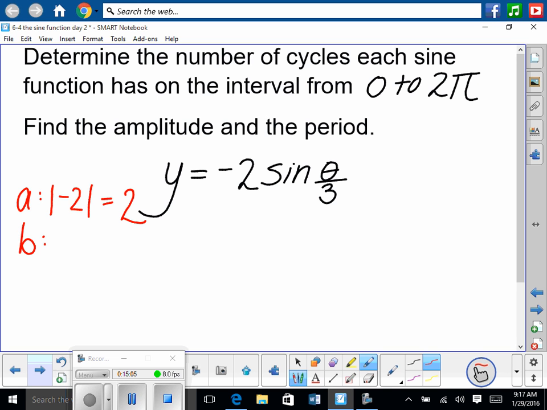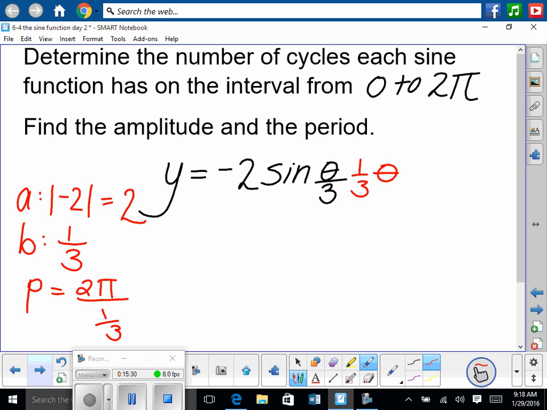1/3, right? Can't we just rewrite this as 1/3 times theta? Isn't that b theta? B is the number of cycles from 0 to 2 pi. So b is 1/3. That's the number of cycles from 0 to 2 pi. So there's only 1/3 of a cycle drawn from 0 to 2 pi. And then our period, we know, is equal to 2 pi over b. So 2 pi divided by 1/3.